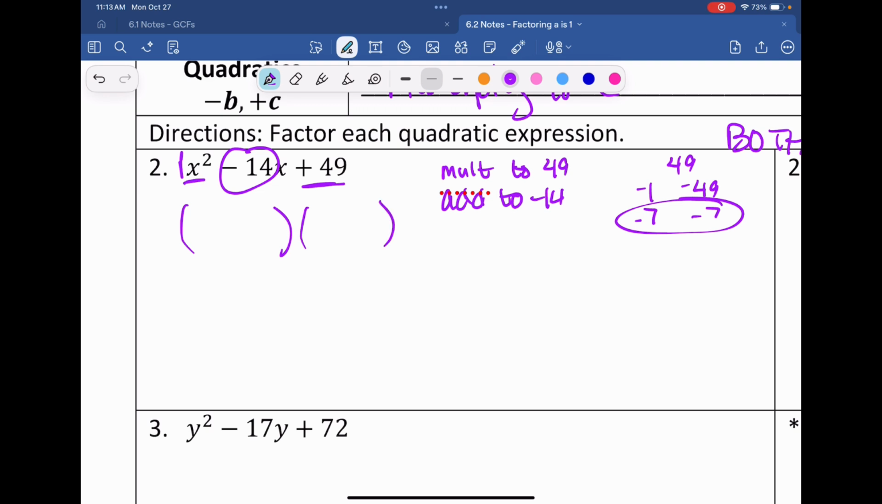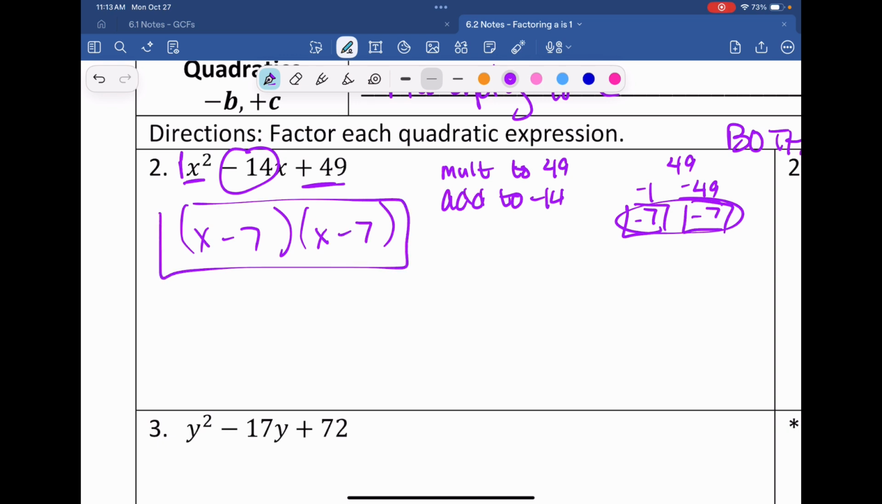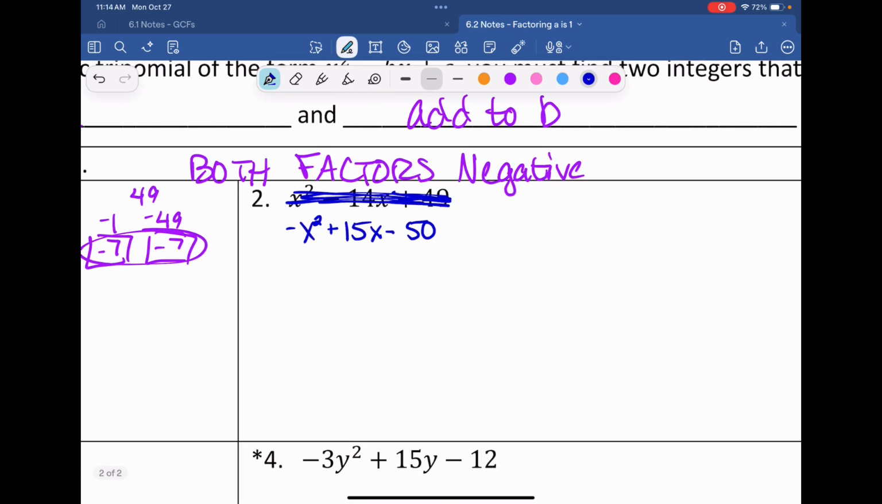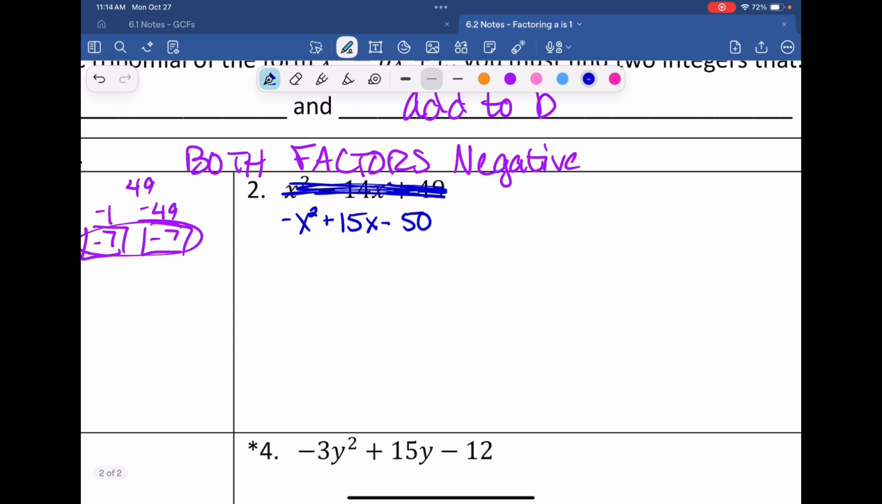Got x squared, so that's x times x, negative 7, and negative 7. All right, I definitely repeated this one on example 1, so we're doing great. So I've changed it. Negative x squared minus 15x plus 50.